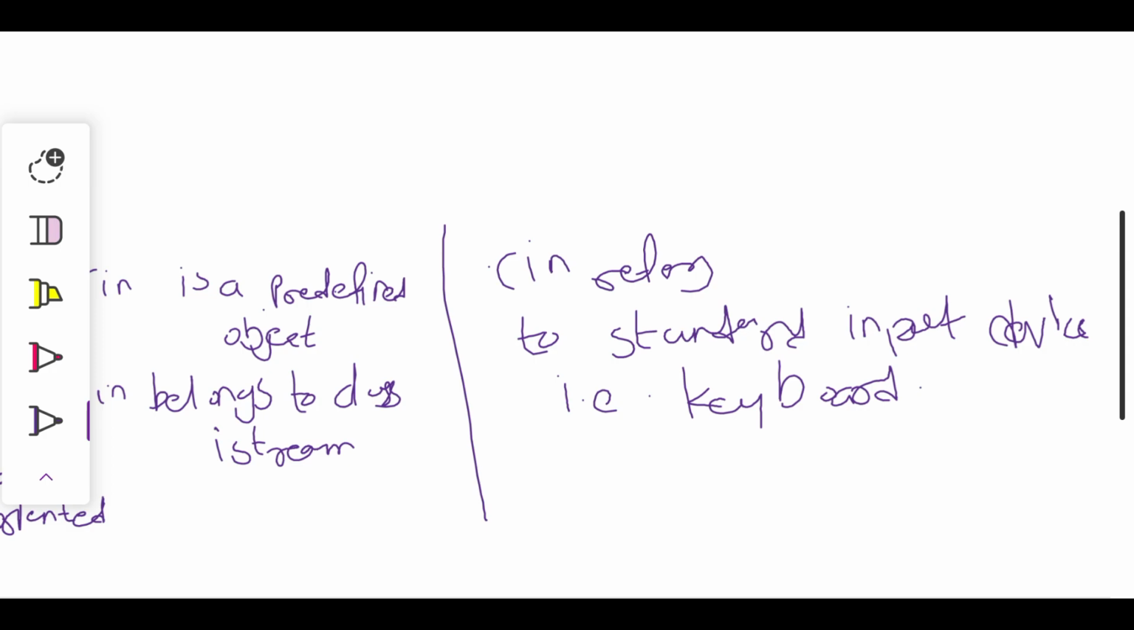And both of these, ostream and istream, are available in which header file? iostream.h, or we can also write iostream. Ostream and istream are available in iostream. Cin is available in iostream. Cout is available in iostream.